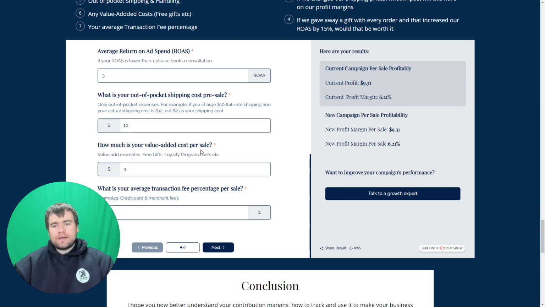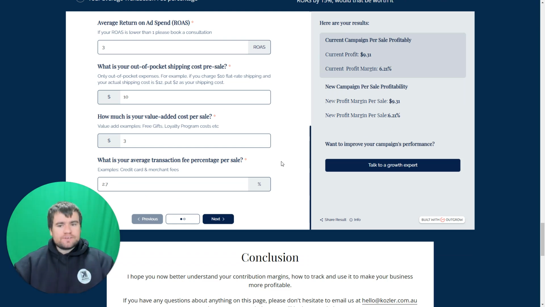And then you add in any value adds. So this could be like free gifts. So let's say we've got a $3 bag of lollies. We chuck that in here. Or the cost of like loyalty points or any of those other value adds you can add into the thing, they go here. And then you've got your transaction fees. So let's say you're on Shopify's lowest level, it'll be somewhere around like 2.7% to pay for the credit card fees, merchant fees, things like that.